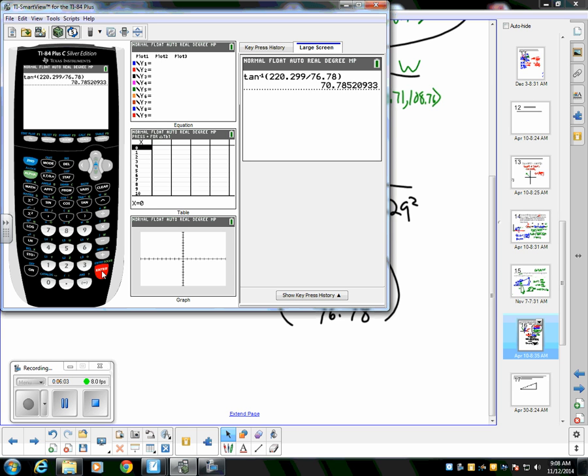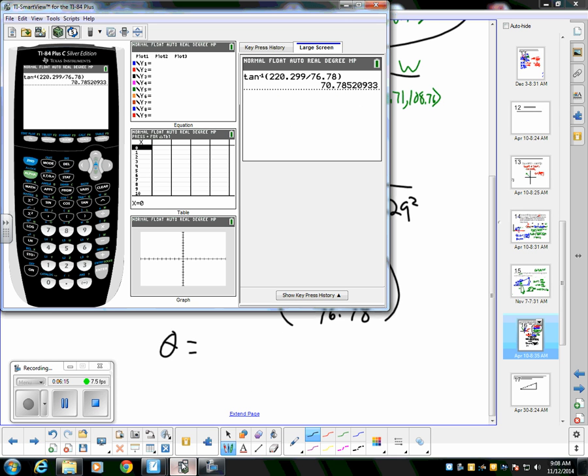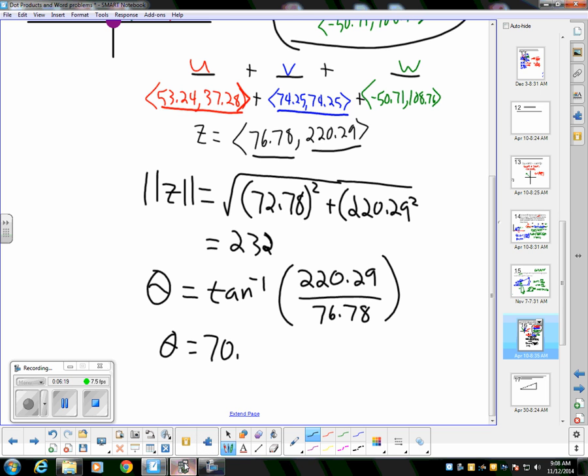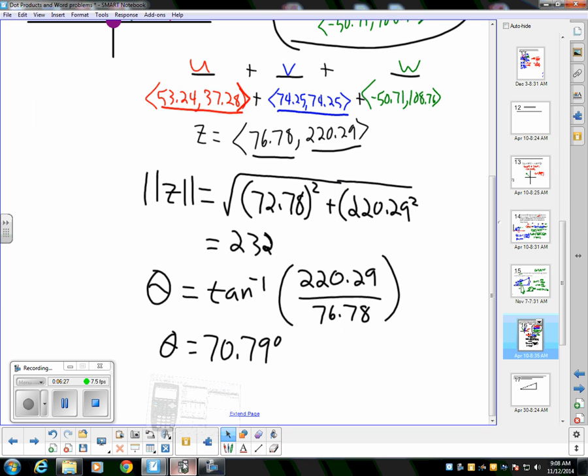All right. Now, I get an angle of 70.78 degrees. That's in quadrant 1, so we're good. So our direction angle is 70.79 degrees. I did it to 2 decimal places. You can only go to 1. You can call it 70.8 degrees. 70.8 would work just as fine. But since it's in quadrant 1, then we just leave it like it is.